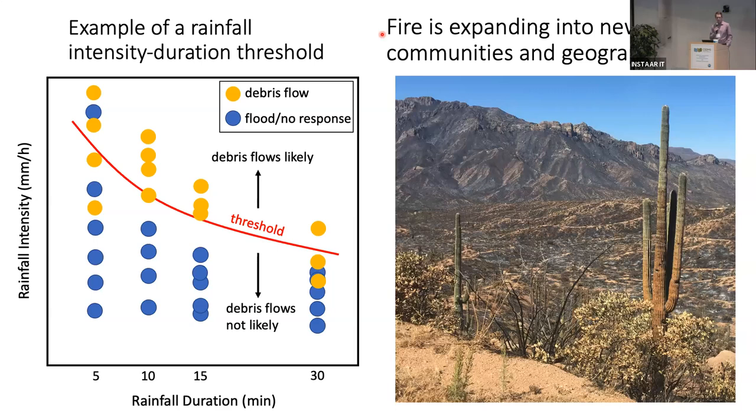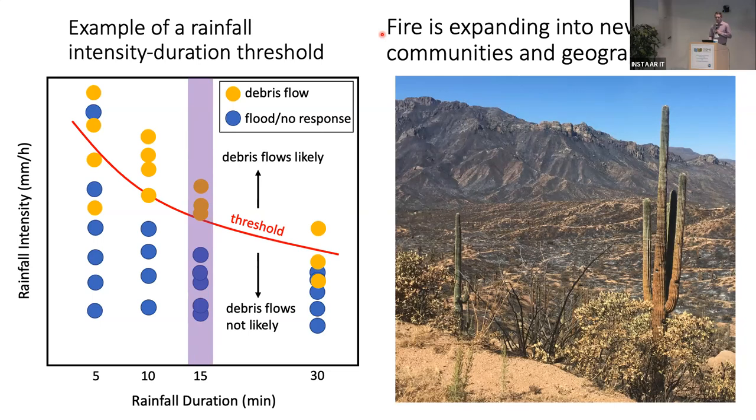We take historic observations of storms that produce floods, shown with the blue dots, and storms that produce debris flows, shown in the yellow dots. And we can usually draw a curve like this red curve shown here that fairly well delineates storms that produce floods and debris flows. In particular, the peak 15-minute average rainfall intensity during a storm often provides a very good indicator of whether or not a storm is going to produce a debris flow.